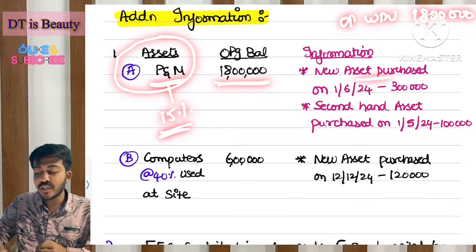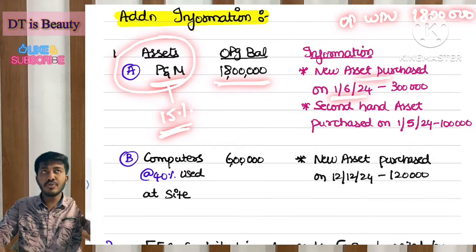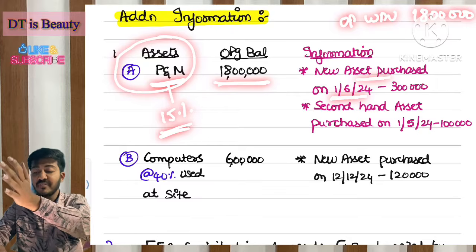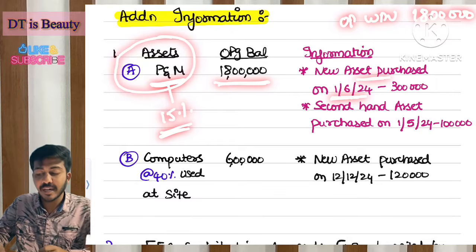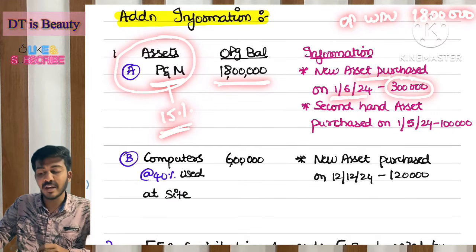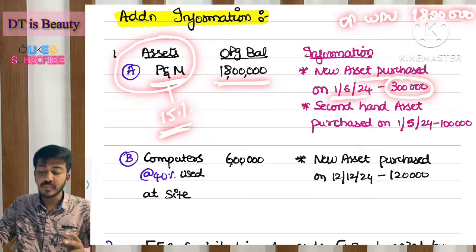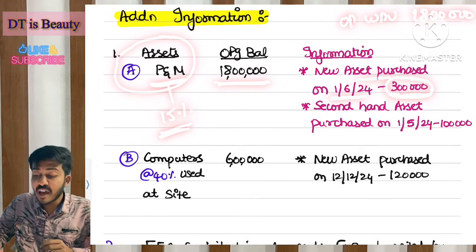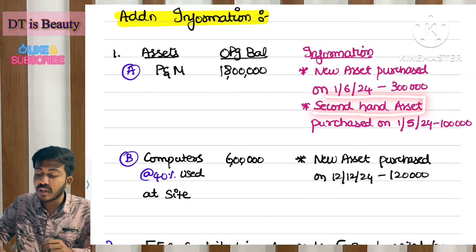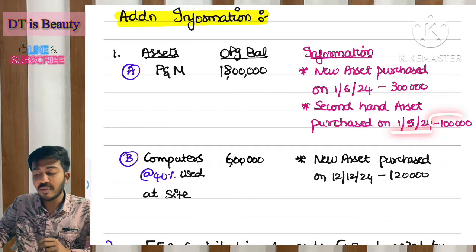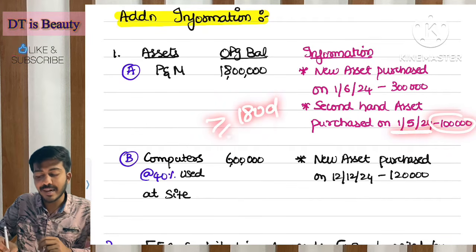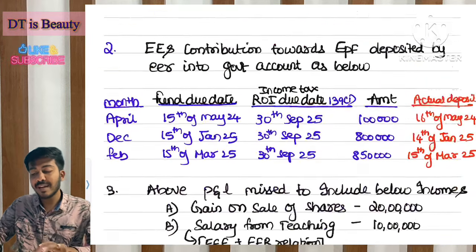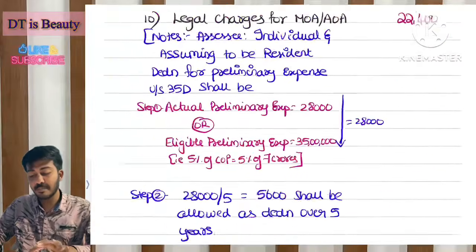And a new asset purchased on 1/6/2024, from June till the year end 31st March, is obviously greater than 180 days. So you should place it under greater than 180 days. You can count from June to 31st March how many days you will be using this asset. And they have purchased a second hand asset on 1/5/2024, again from May to March, you will have greater than 180 days, so it will come under the greater than or equal to 180 days category, both the assets. So let me calculate the depreciation. I have already calculated depreciation. Please see this.